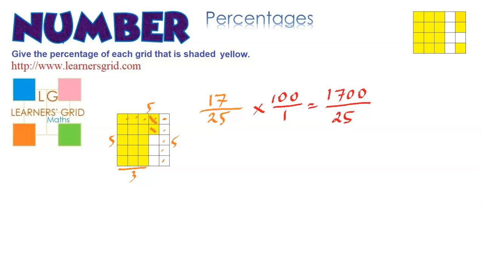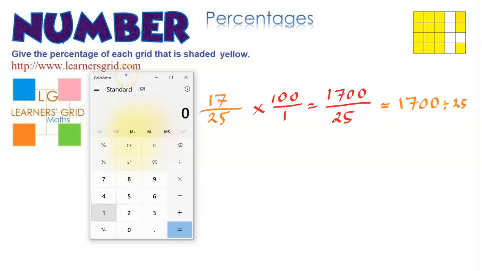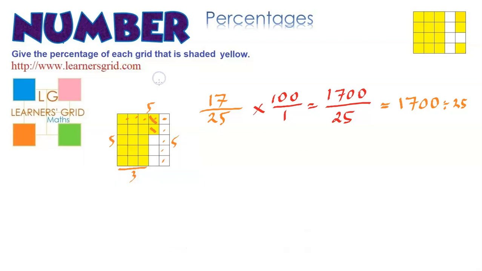So all I need to do now is do what this says, which is 1700 divided by 25. That's what that says. We've got 1700 divided by 25, and that equals 68. So 68% is the correct answer.